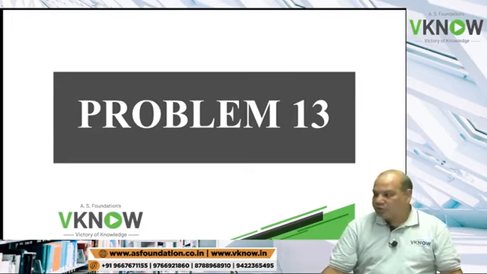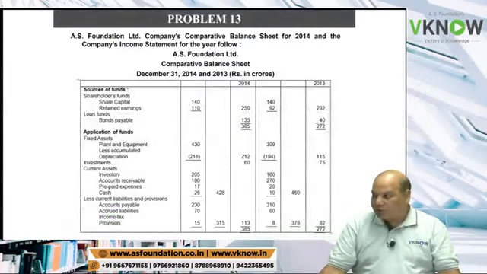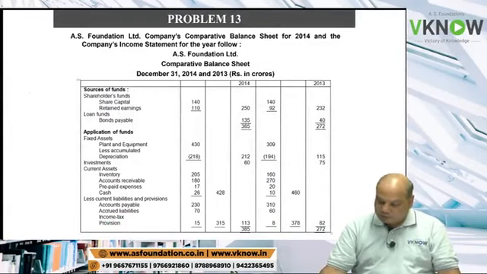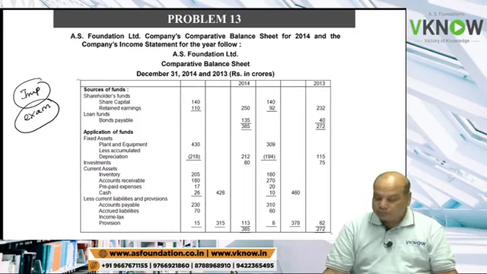All of you reach question number 13. AS Foundation Limited Company's comparative balance sheet for the year 2014 and company's income statement for the year are given below. First, you write down, this is an important question. It was asked in one of the past exams. And the company's income statement.